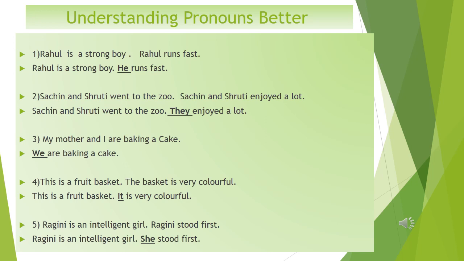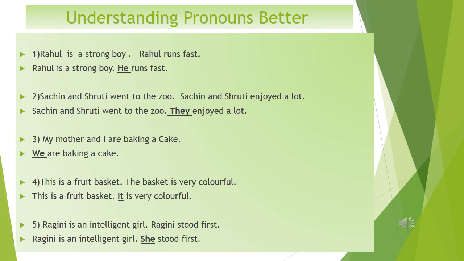Next sentence, Sachin and Shruti went to the zoo. Now we are talking of two children. One is Sachin, the other is Shruti. Where did they go? They went to the zoo. Full stop. Sachin and Shruti enjoyed a lot. Now, I have already mentioned Sachin and Shruti. Then why do I need to repeat Sachin and Shruti in my second sentence? Everybody knows that we are talking of Sachin and Shruti. So, again, Sachin and Shruti went to the zoo.